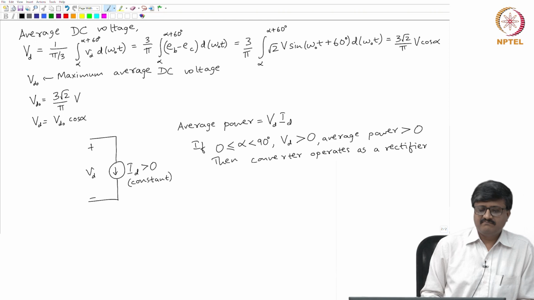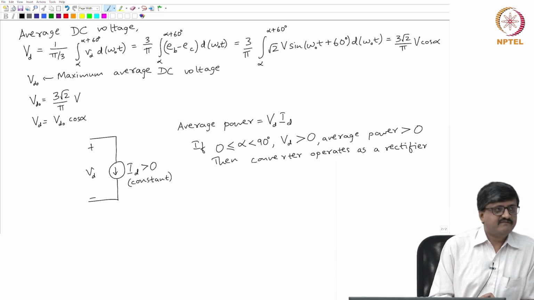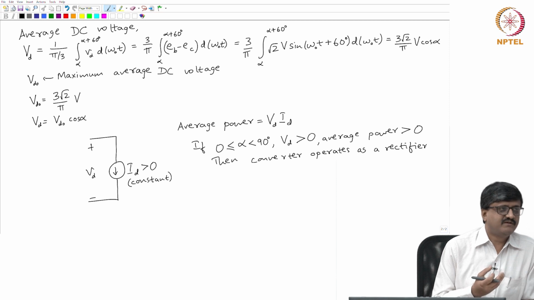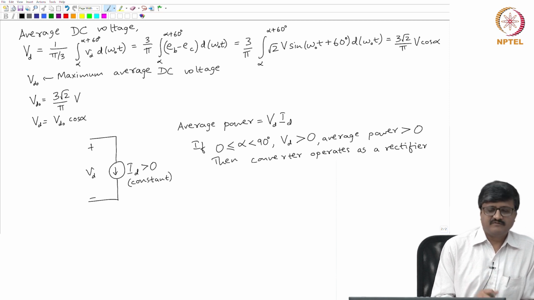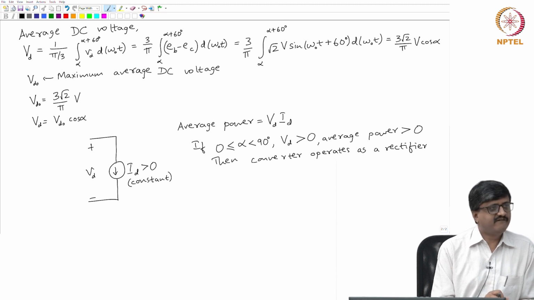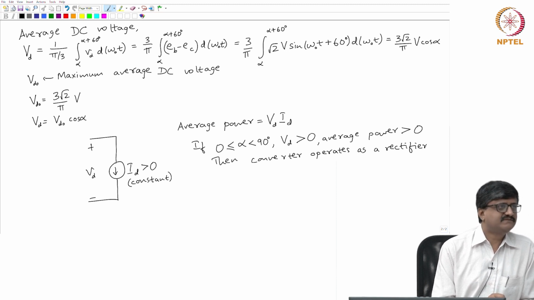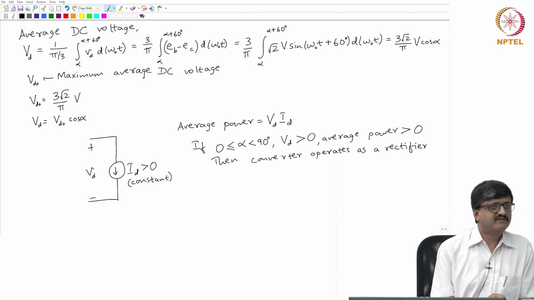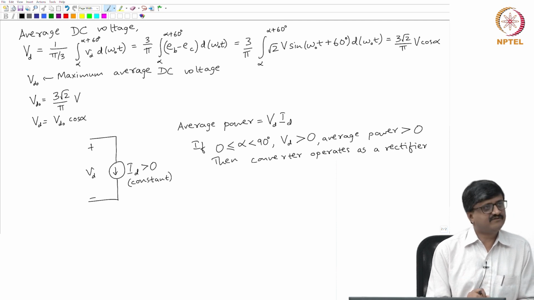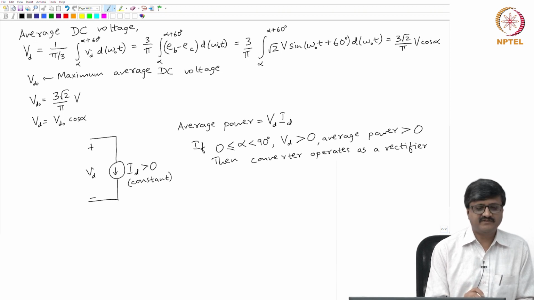Now, there is something on the AC side. Ideally on the AC side we should have voltages and currents that are sinusoidal. On the DC side voltage and current should be constant. Now, if you look at the AC side of the converter, the voltages are sinusoidal. On the DC side current is constant, but the voltage on the DC side is not constant.